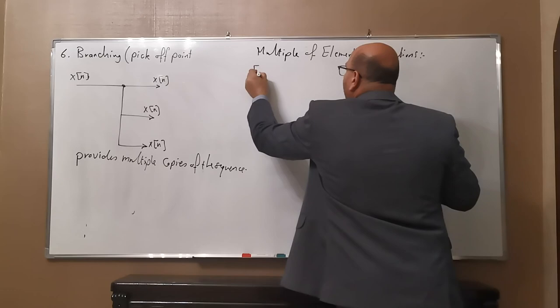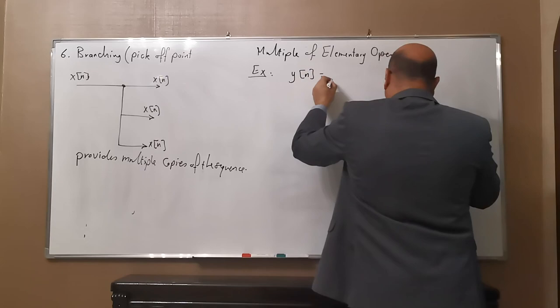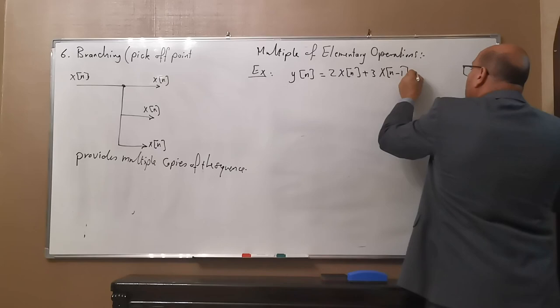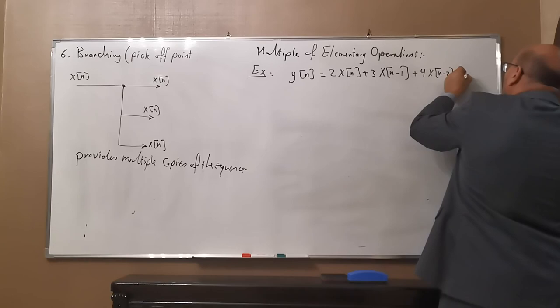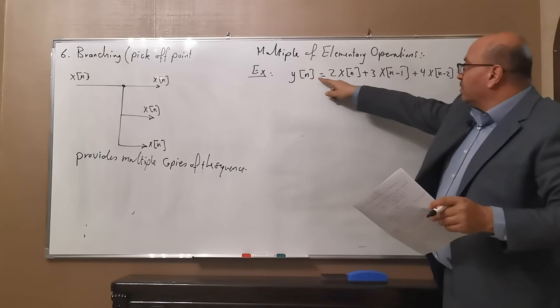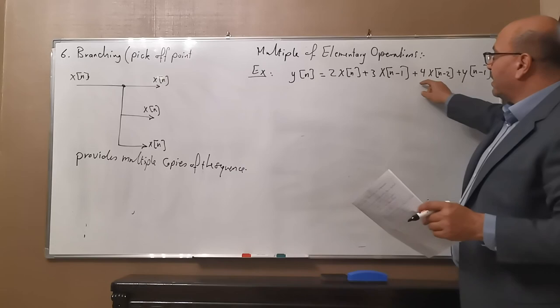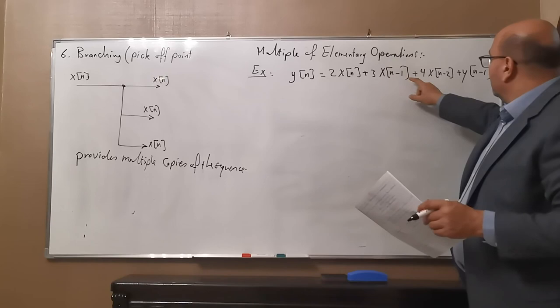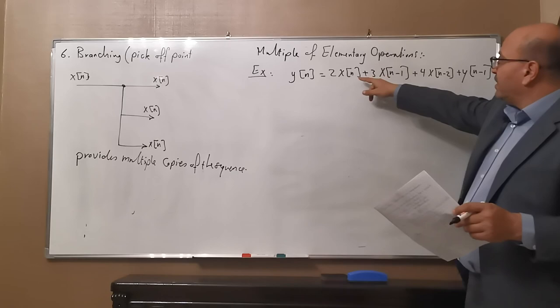You have y of n equals 2x of n plus 3x of n minus 1 plus 4x of n minus 2 plus y of n minus 1. Notice that this is a multiple of elementary operations. Here you have y of n with multiple inputs. All are added together. This one, x of n, is multiplied by a scaling factor of 2. This one has a scaling factor with also a shift operation. And this one is also the previous output. So you have y of n as a function of the inputs and previous outputs.